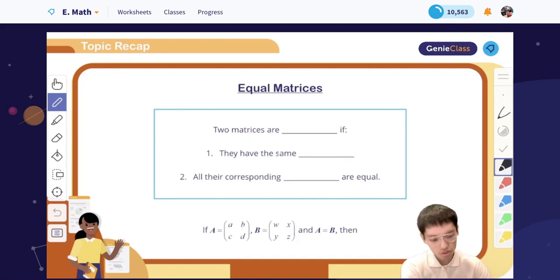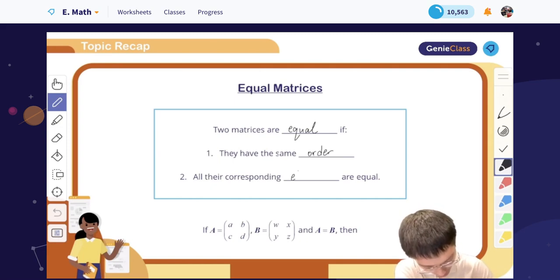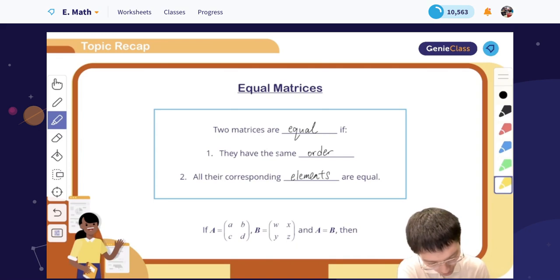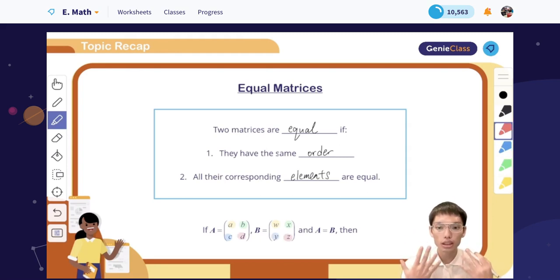Okay, next up, more recap. Equal matrices. When we say two matrices are equal over here, one thing to take note, firstly, we say they are the same order. And secondly, all the corresponding elements are equal. Okay, what does this mean over here? I'm just going to color code. If two elements are in corresponding positions, they will be equal. Henceforth, A will be equal to W, B will be equal to X, C will be equal to Y, and D will be equal to Z. If you follow the color coding, the equations will follow from there.